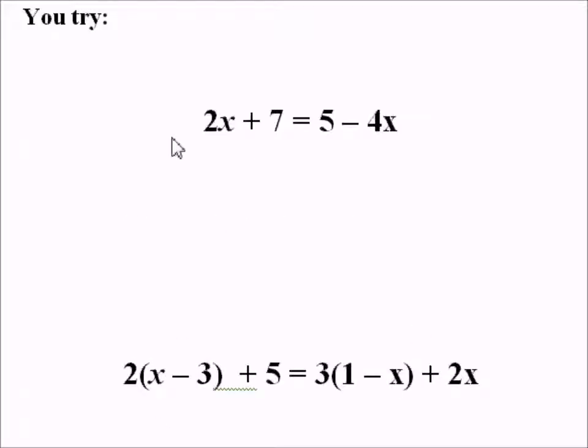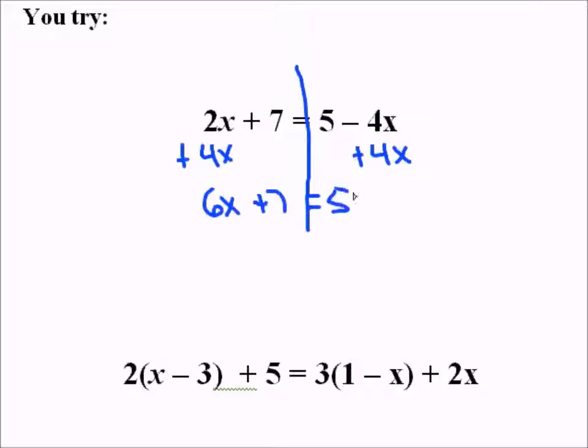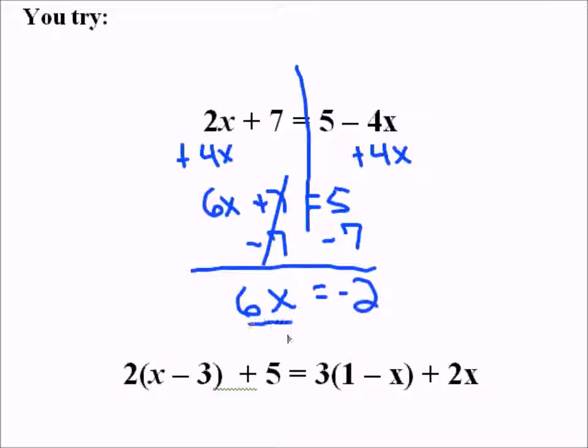On that first example, hopefully you added 4x's to both sides, giving you 6x plus 7 equals 5. Then hopefully you subtracted 7 from both sides, leaving you with 6x equal to negative 2. And hopefully you divided both sides by 6, leaving you with, finally, x is equal to negative 1/3.